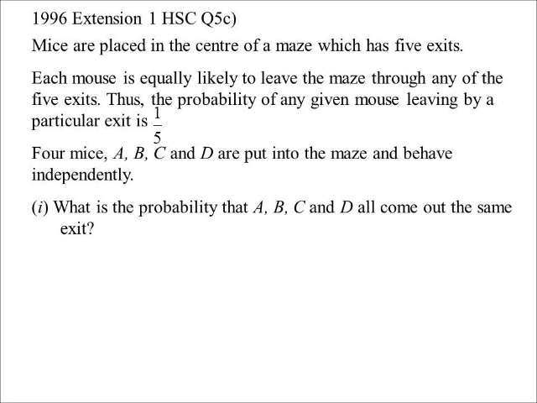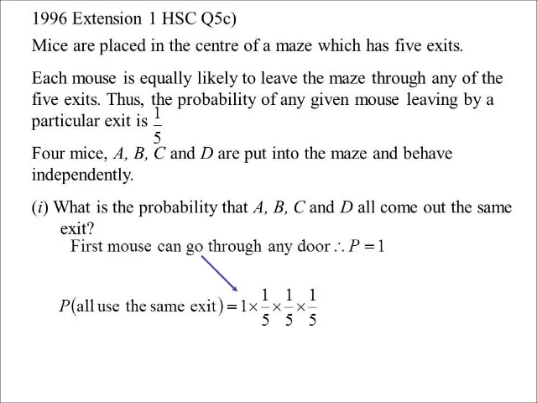They're put into the maze, and these mice behave independently. So the first question is, what's the probability that they all come out the same exit? So using this same idea, but doing it with probability, so working out both at the same time, I'm going, well, hang on, that's 1 times a fifth times a fifth times a fifth. What's my logic? Again, it doesn't matter if all 4 leave at once or they leave 1 at a time. I can think of it as 1 at a time.